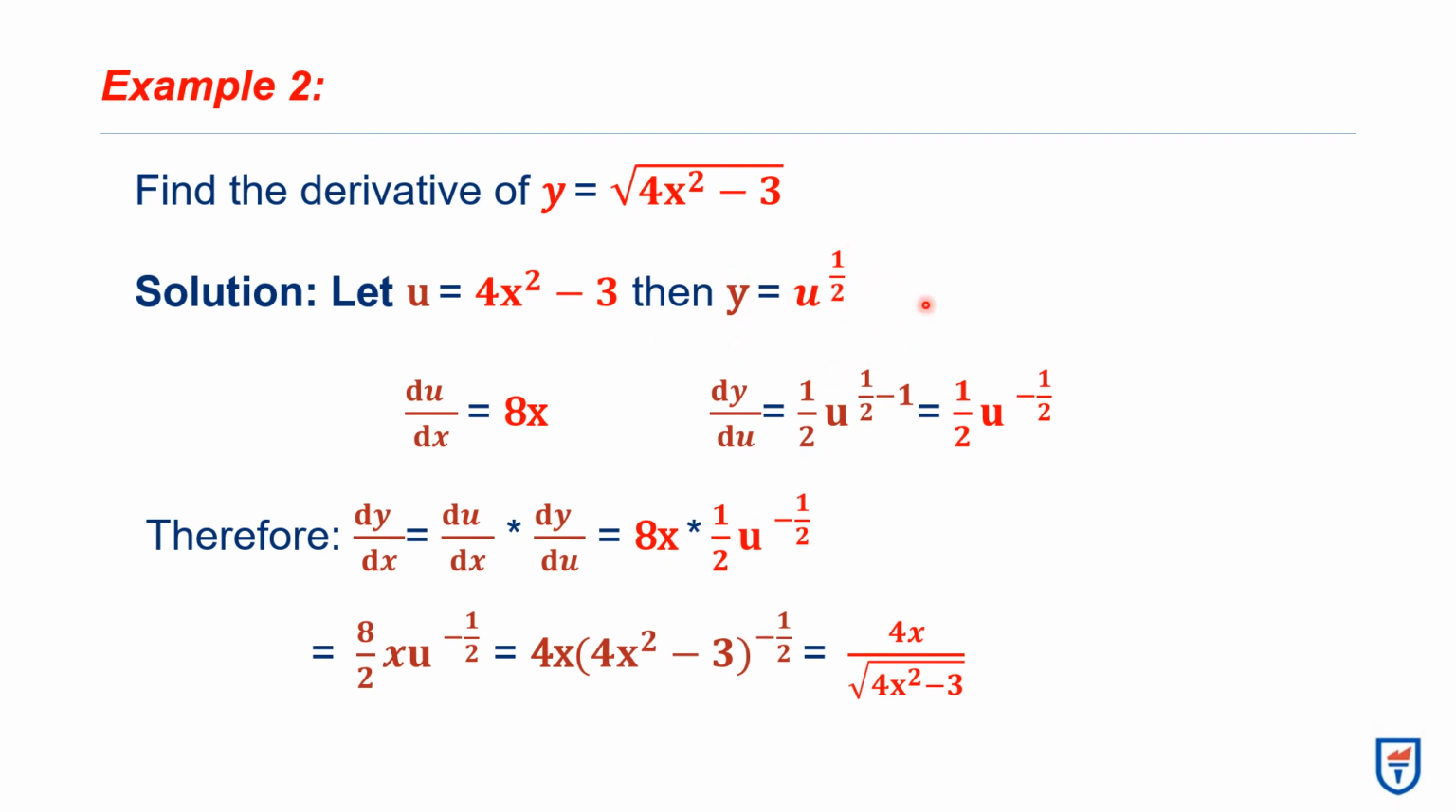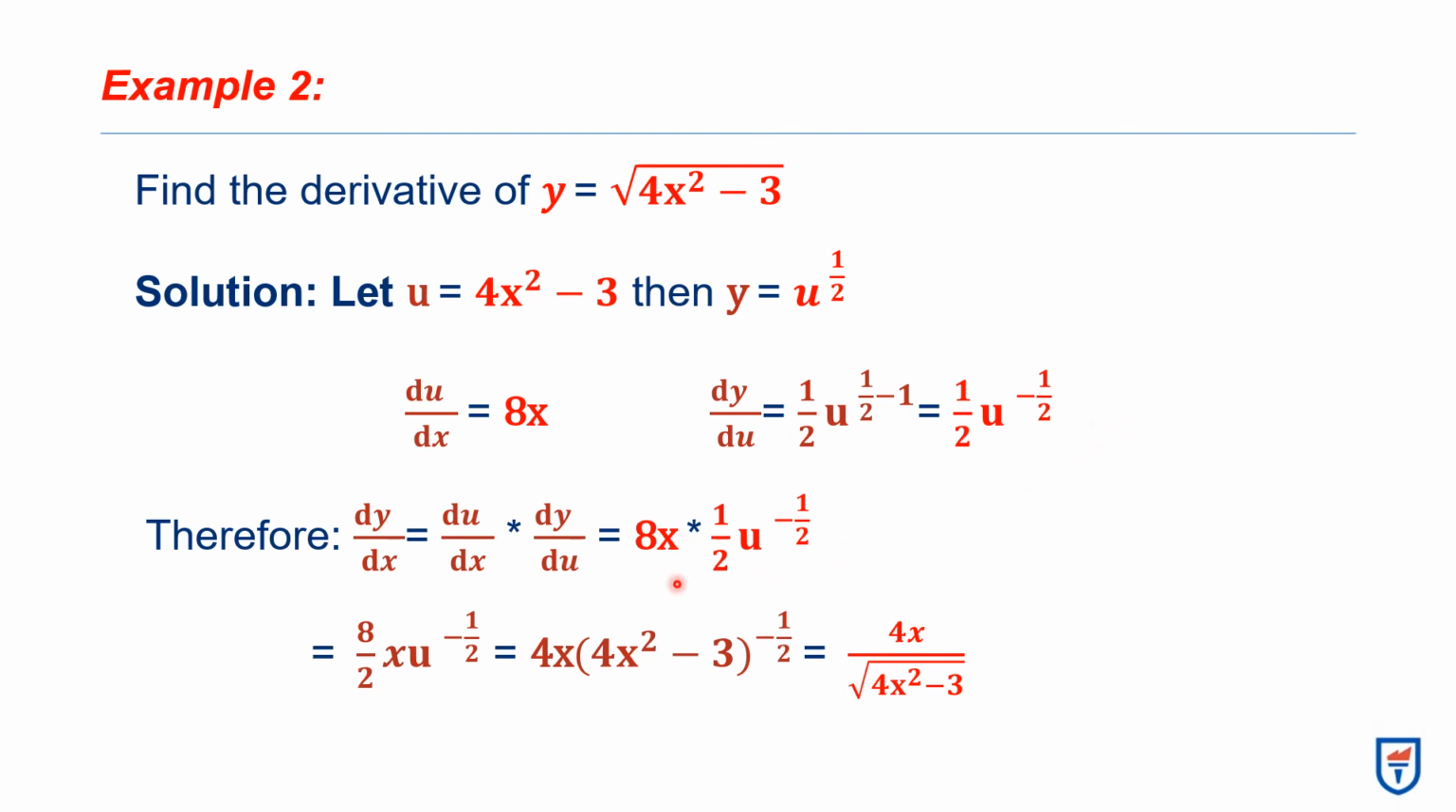So if we use our power rule, we're going to have half u to the power half minus 1, which reduces to half u to the power minus half. Minus half is our differential of dy du. So now, after getting our differentiation of the outer function and inner function, we say now finding our dy dx with du dx times dy du. So du dx is 8x times dy du, which is half u to the power minus half.